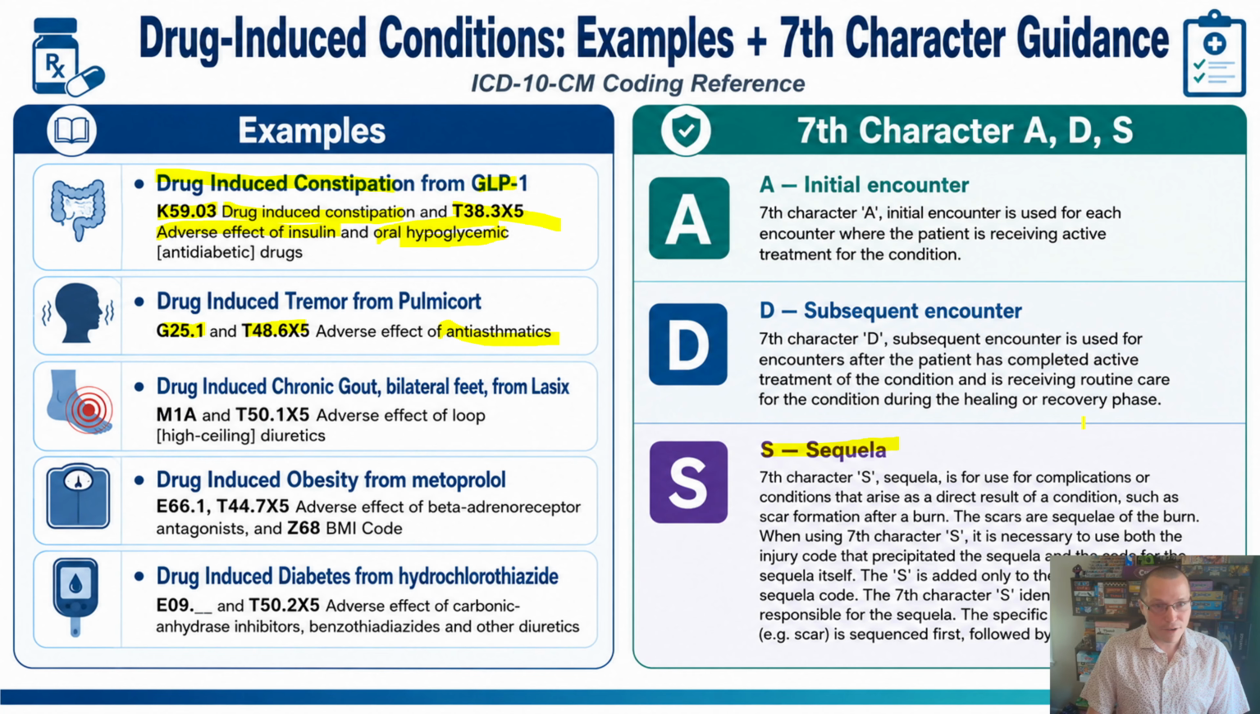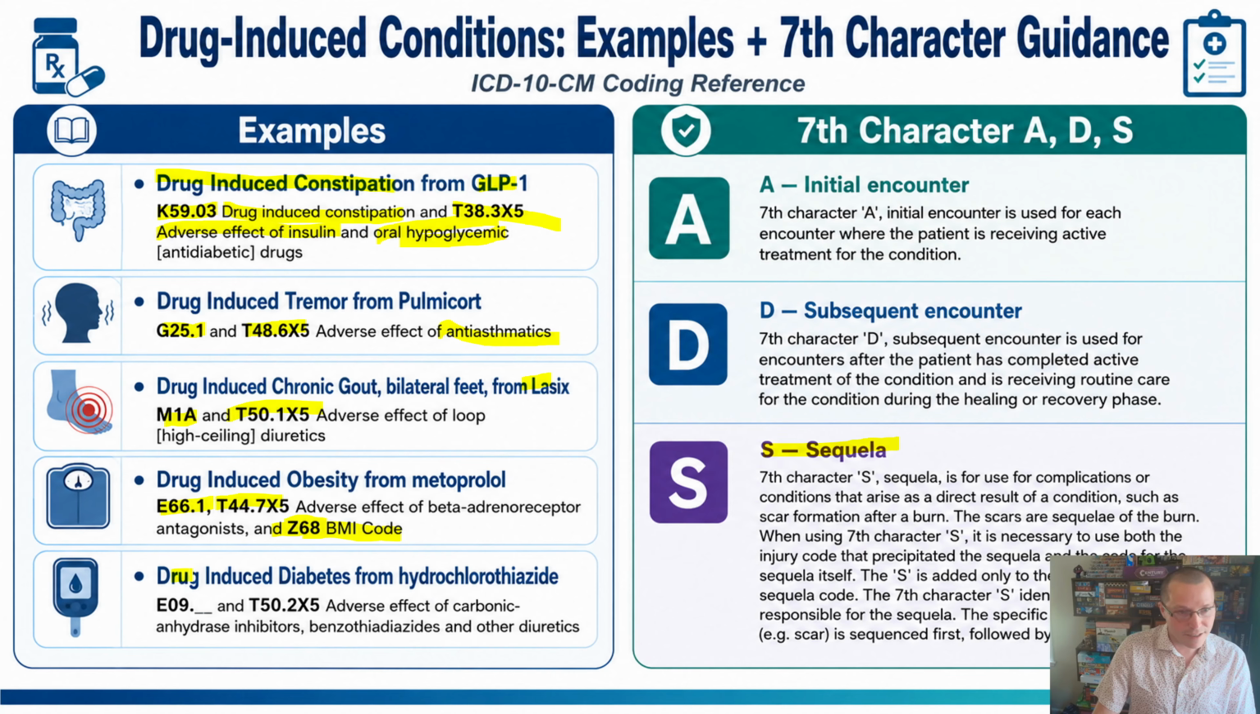Drug-induced chronic gout by lateral feet caused from LASIK. You would use the M1A code and then the location of where the gout is plus a T50. Drug-induced obesity from, sorry, I don't really know how to say the meds well, you will report with the E66.1 plus the medicine code, and then you must always report obesity with a BMI code as well, because insurance always wants to know what that patient's current BMI status is.